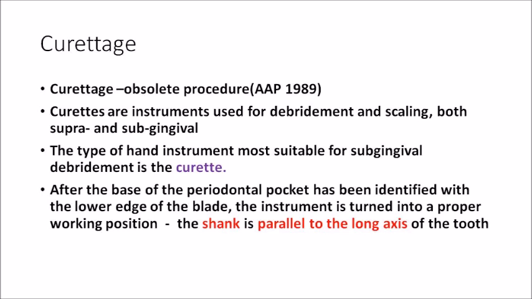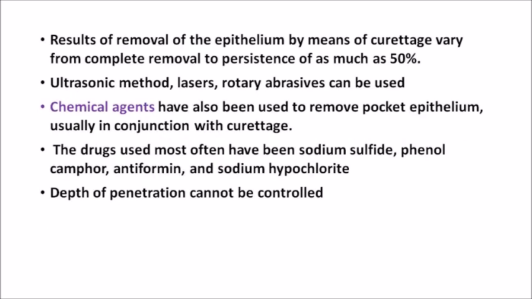How do we do it? After the base of the periodontal pocket is identified with the lower edge of the blade, the instrument is turned to a proper working position. What is that position? The shank should be parallel to the long axis of the tooth. Then we use pull strokes to do the curettage. Results of removal of epithelium by curettage vary from a complete removal to persistence of as much as 50%.